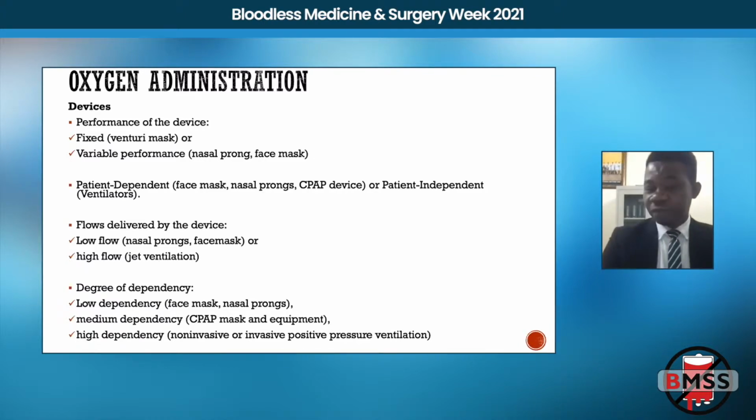We have low flow, we have high flow, okay? The low flow, nasal prong falls into the low flow, although some nasal cannula recently with the advent of COVID and all the rest of them can also be used to give high flow oxygen. We have jet ventilation, okay? So the next grouping is based on degree of dependency, where we have low dependency, like face mask, nasal prong, medium dependency, like CPAP mask and equipment, and high dependency, like non-invasive and invasive positive pressure ventilation.